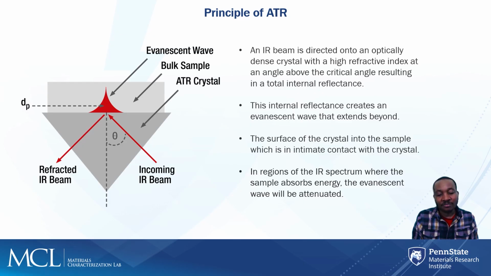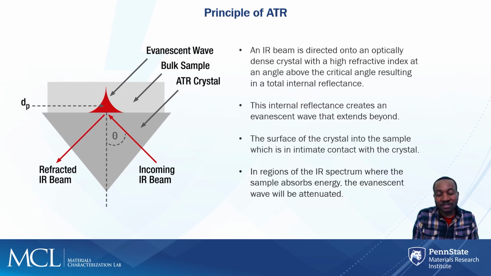While that's happening, there's a little bit of electromagnetic radiation that's propagating at the surface of our crystal, which we call the evanescent wave. So if we put a sample on top of the crystal, and that sample absorbs infrared radiation, we will get a reduction or an attenuation of that reflected beam, and that attenuation will occur at frequencies that correspond to where our sample absorbs IR light. And that's the principle of attenuated total reflection, and that's how we get information about our sample using it.